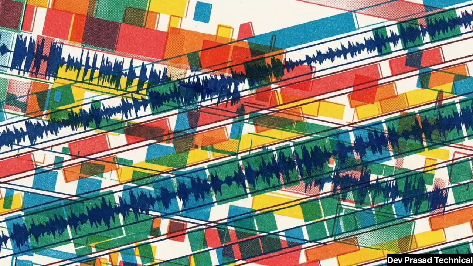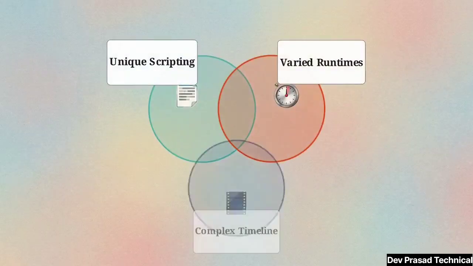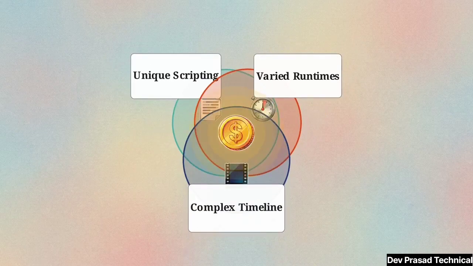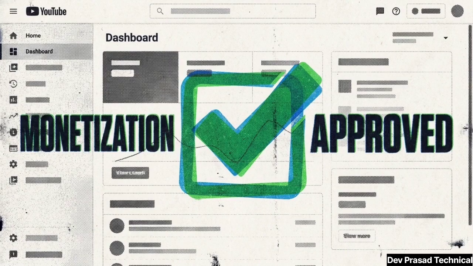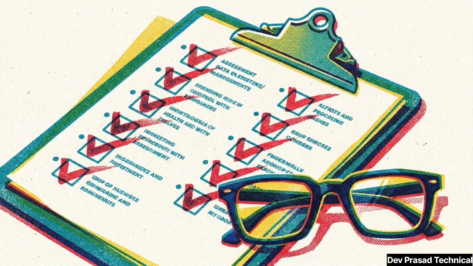Look at your fully assembled, multi-track, dynamic video project. You have unique scripting, varied runtimes, and a complex timeline. This dashboard is the result. By applying these 4 specific steps, you fulfill YouTube and Facebook's strict criteria for human curation. Save this workflow. Treat it as a permanent, non-negotiable checklist for every single future upload.